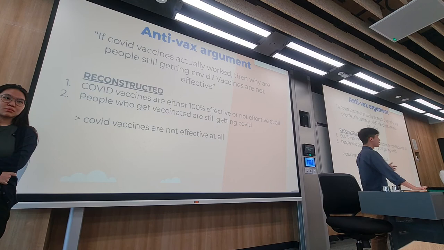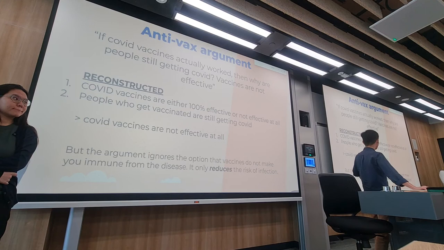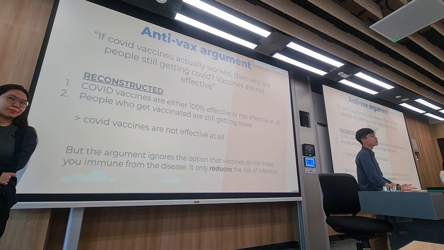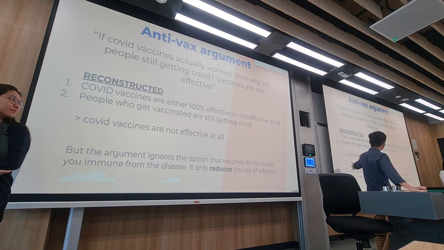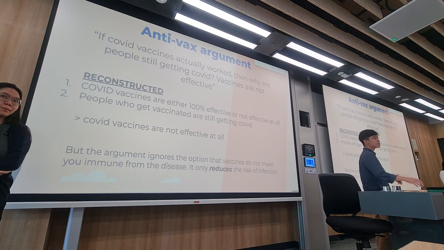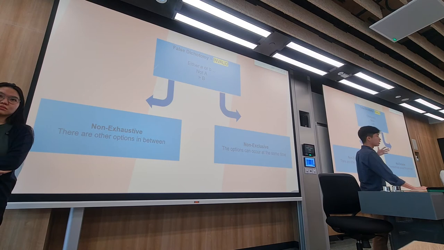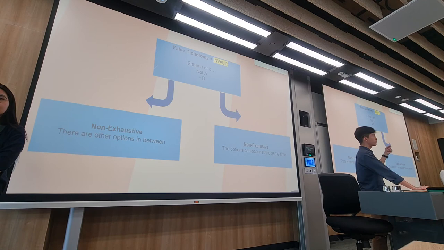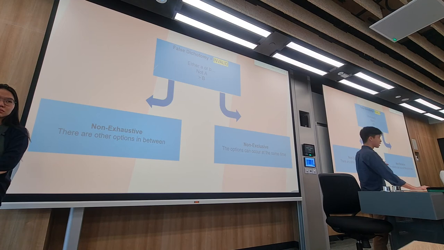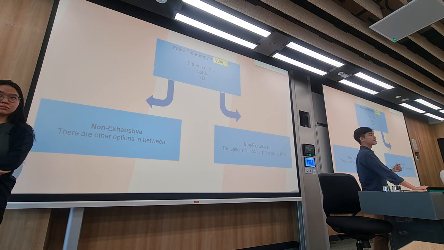But this argument ignores the other possibilities in between. For example, the COVID vaccine merely reduces the chance that infections occur. It casually ignores that it just reduces the risk, and says it's either 100% effective or not, which is binary. So this is an example of a non-exhaustive false dichotomy. To sum up, there are two types of false dichotomy fallacies. Non-exhaustive, where you ignore other options in between: when presented with A or B, you ignore that there might be C, D, or E. And non-exclusive, where A and B can occur at the same time. Okay, cheers. Next, we'll move on to the quiz.